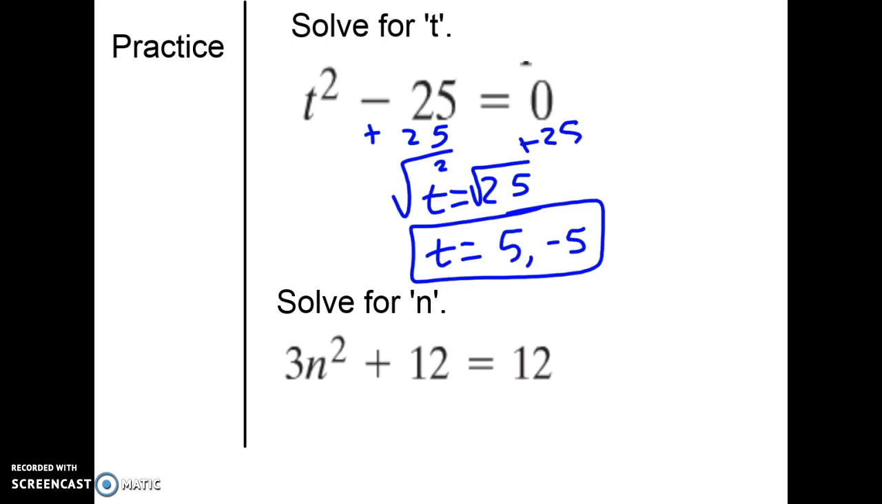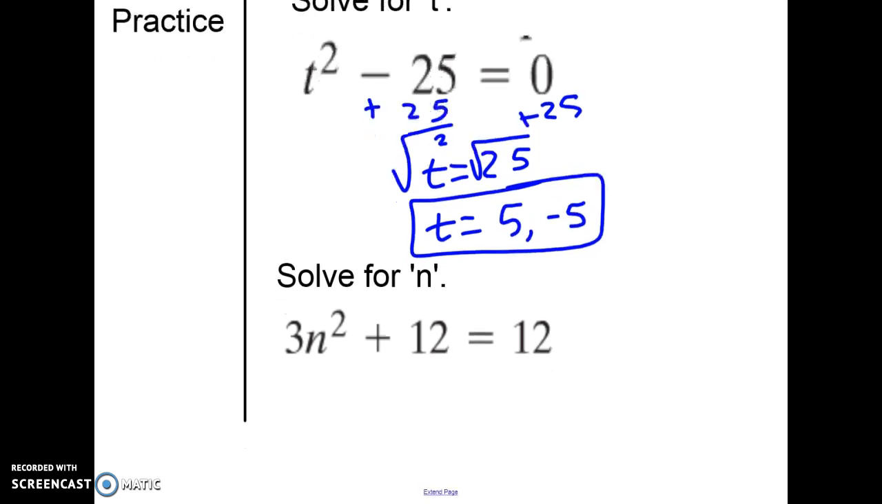And then finally, I want to spend a little bit more time on this last one here. It doesn't start out with 0. It's actually done partly for us, but that doesn't change. I still need to solve for n. I want to try to get n alone. So I'm going to subtract 12 on both sides, and here I get 3n squared equals 0.